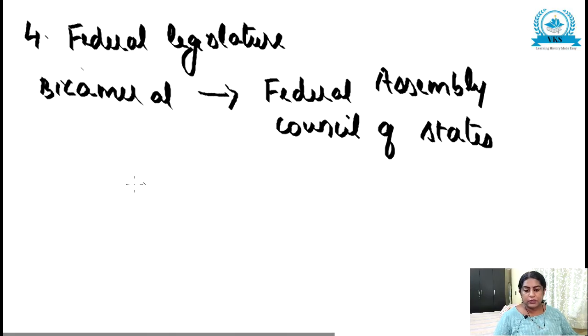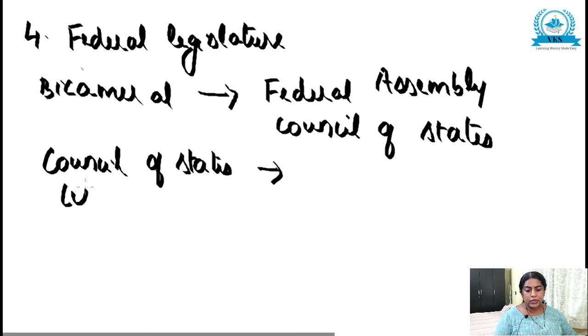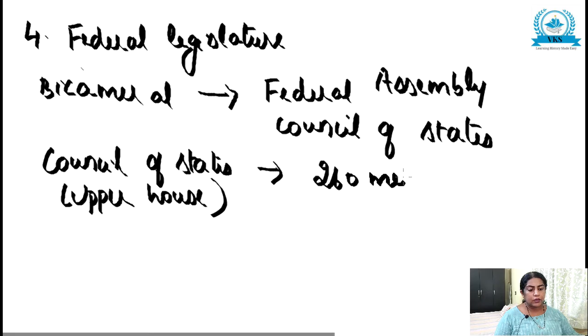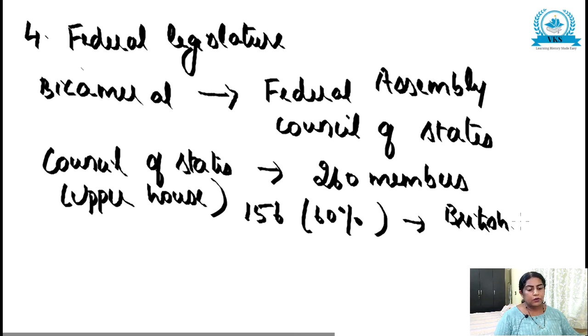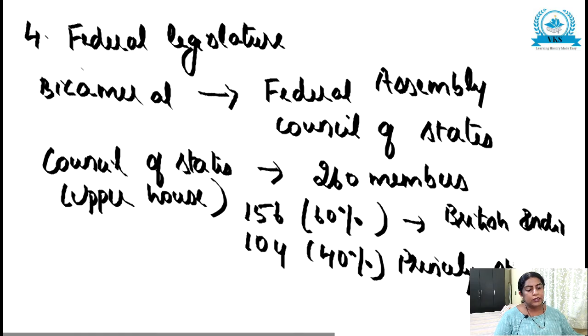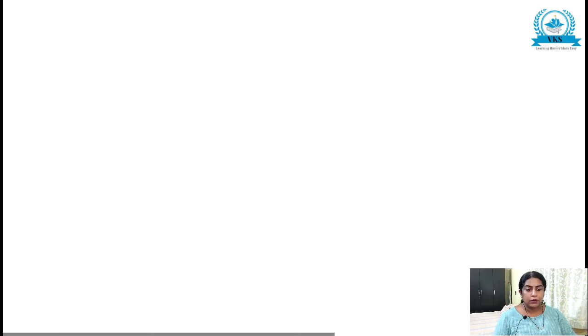Now the Council of States is the upper house, and it consisted of 260 members, of which 156, that is almost 60%, were elected from British India, and 104, 40%, were nominated by the princely states. So that is about the Council of States, that is the upper house.